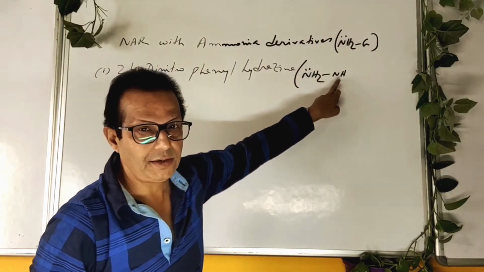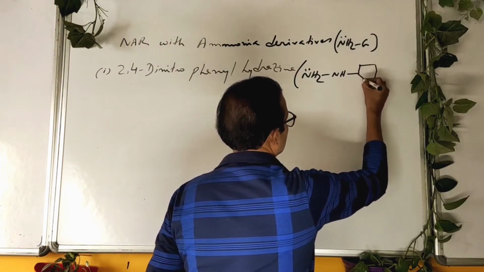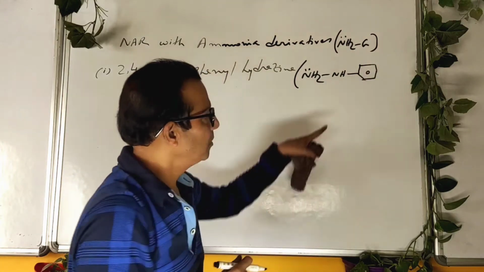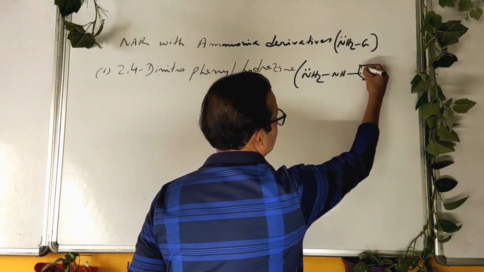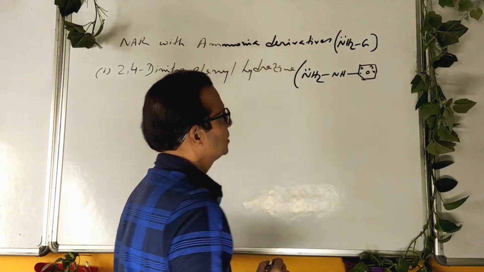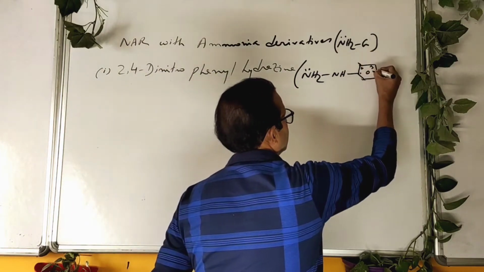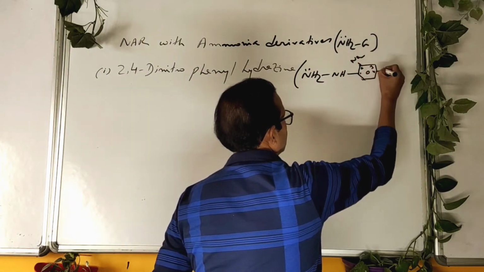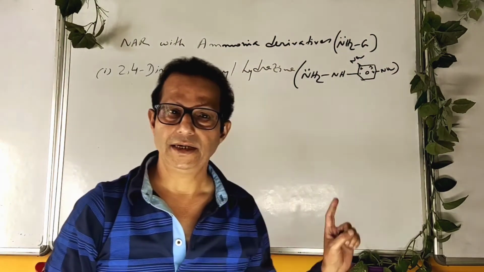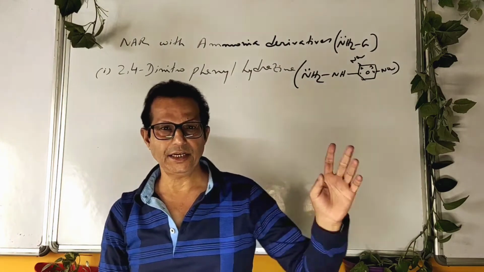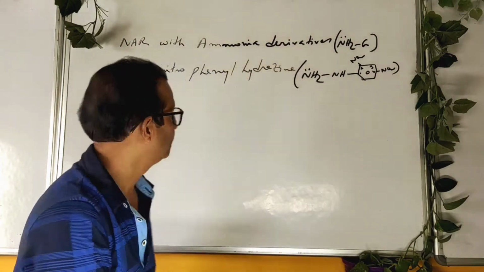Draw one benzene ring. Mark the carbon atoms, reference to this is 1, 2, 3, 4, 5, 6. At the 2 position and at the 4 position, write 2 nitro groups. So this is the reactant. Reagent: it reacts with acetaldehyde and acetone. The technique follows.